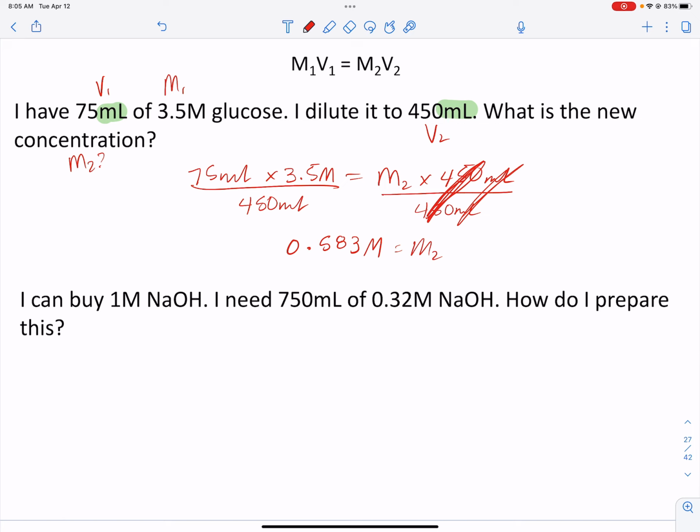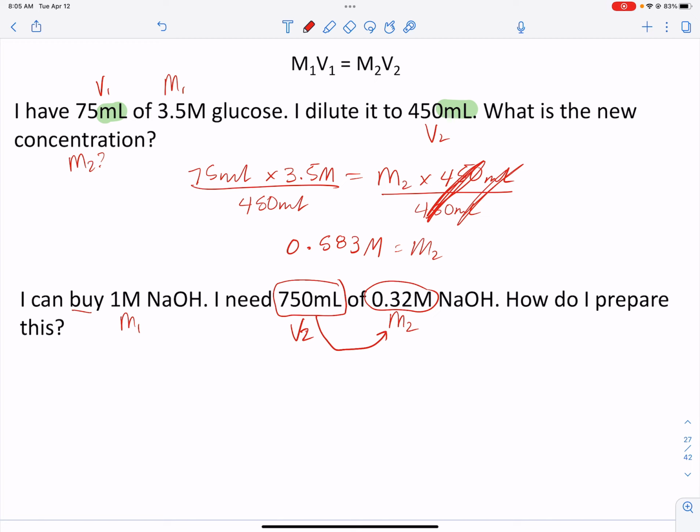It says I can buy 1 molar NaOH. I need, so what you can buy is probably your stock concentration. So this is going to be M1. I need 750 milliliters of my new concentration, this is M2, of NaOH. How do I prepare this? Okay, this is the first volume listed in the problem, but it's tricky here because this volume is for M2. I need 750 milliliters of this new concentration. So this is actually V2. That volume goes with that concentration.